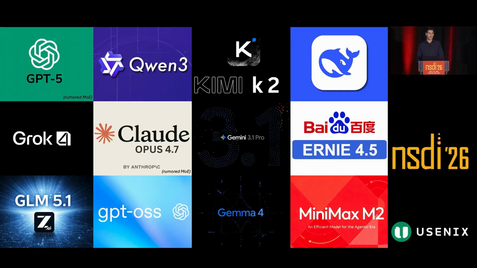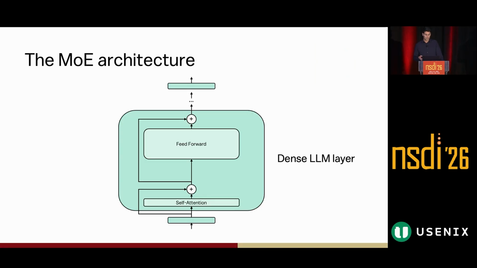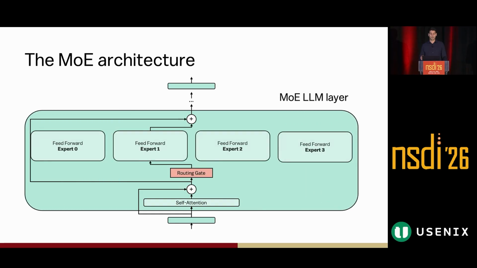So it's 2026. I don't need to persuade you that MOE is an important architecture. All the very large language models today use the MOE architecture or are rumored to use the MOE architecture. So how does it work? Let's take the transformer, for example. We have an attention component followed by a feed-forward component where the majority of the model parameters reside. The mixture of expert architecture extends this by replicating the feed-forward component into different versions. We call each version an expert.